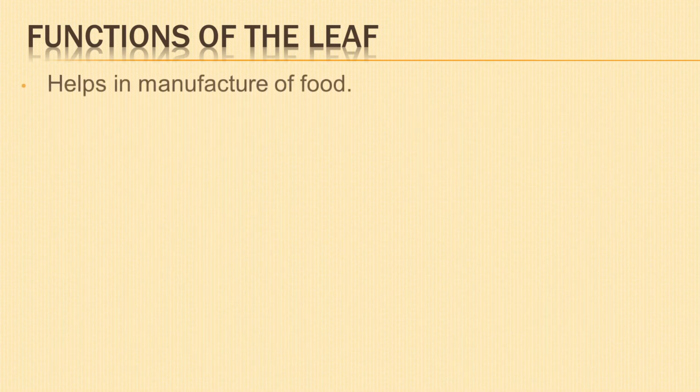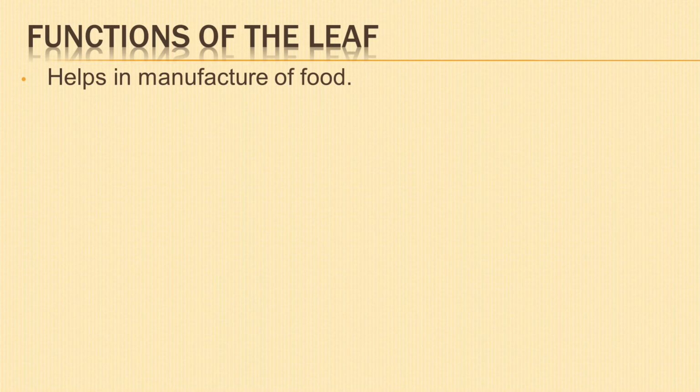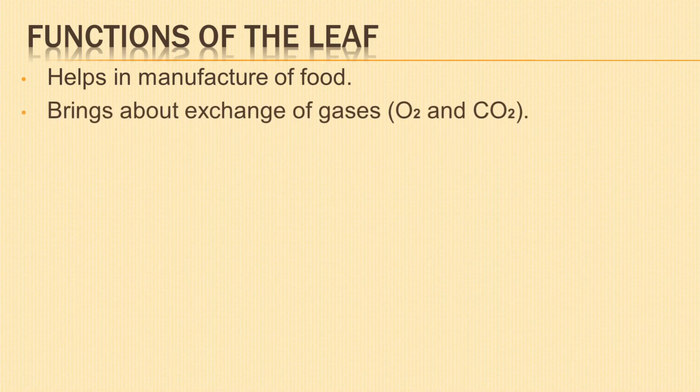Green leaves in the presence of sunlight and chlorophyll manufacture food in the form of sugar, with the help of water and carbon dioxide. Exchange of gases takes place through minute pores, stomata, present on the surface of leaves. It is the site for entry and exit of gases during respiration and photosynthesis.